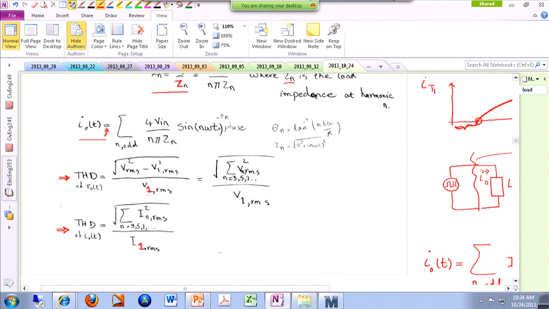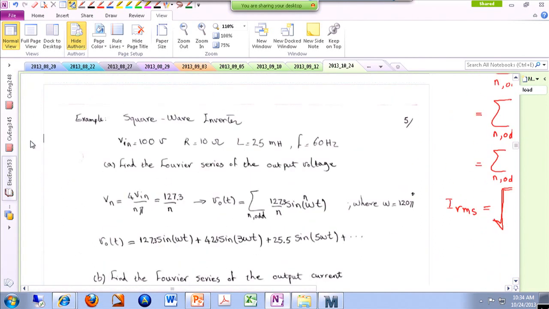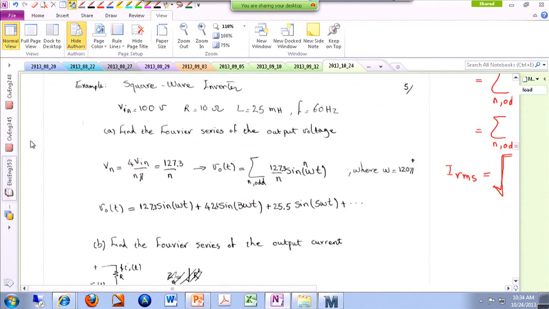So following this, you can actually do some numerical analysis, and actually we have an example for this over here, a numerical example which is basically almost, I think, the same numbers. No, they are different. So load is 10. So we have this square wave inverter that the load is 10 ohms. Again, inductor is a large inductor, 25 millihenries. The switching frequency is 60 hertz. The DC value of the source is 100 volts. And for instance, we have been asked to find the Fourier series of the output voltage.